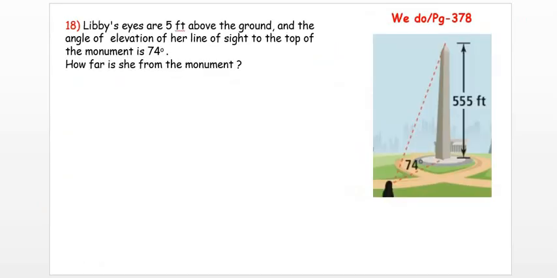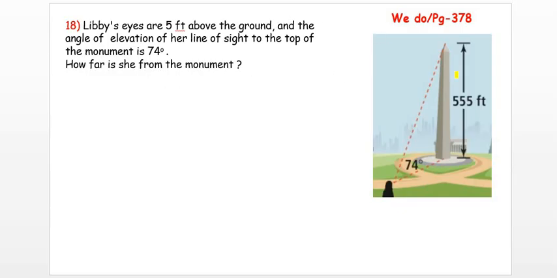Here is the next question, question number 18. It says, Libby's eyes are 5 feet above the ground and the angle of elevation of her line of sight to the top of the monument is 74 degrees. How far is she from the monument?